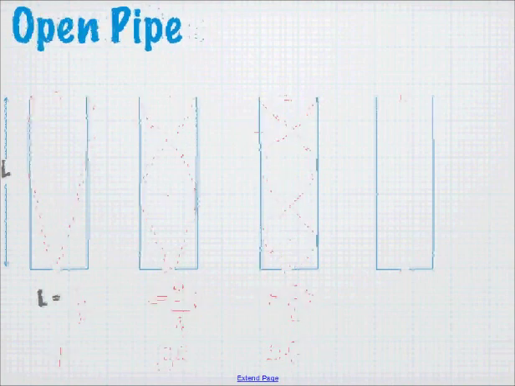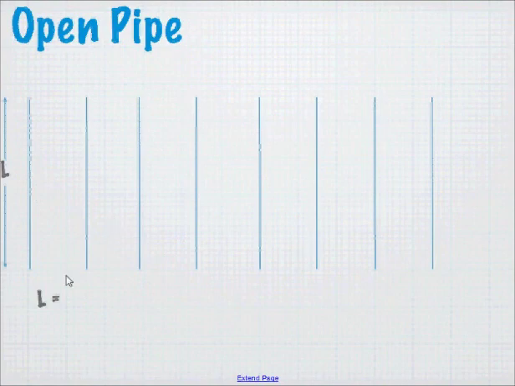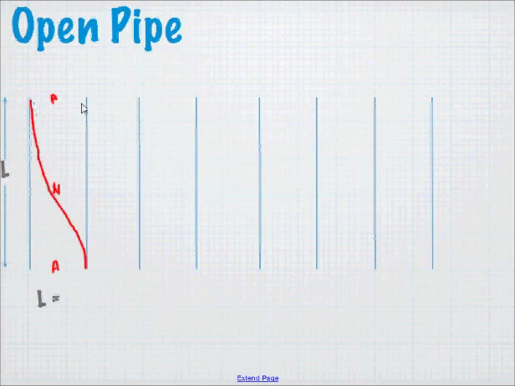Okay, the next type of pipe you can have is an open pipe. So remember with these ones, you have an antinode at each end, and to make this work, we must have a node in the middle there. So let's try and draw this. Okay, so there we go. So there's the first one.